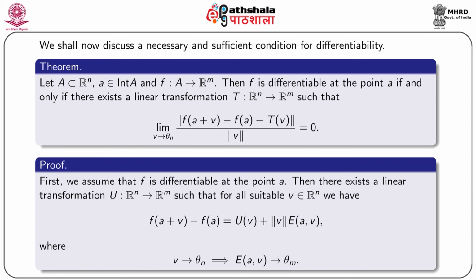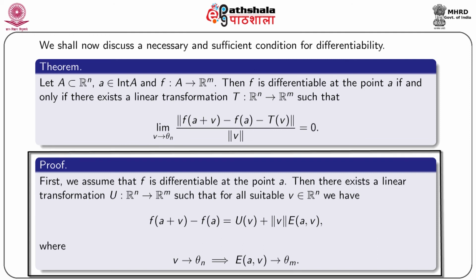We give the proof. First, we assume that f is differentiable at the point a. By definition, there exists a linear transformation u from R^n to R^m such that for every suitable v in R^n, we can write f(a+v) minus f(a) equals u(v) plus norm v times E_a(v), where v tending to θ_n implies E_a(v) tends to θ_m.